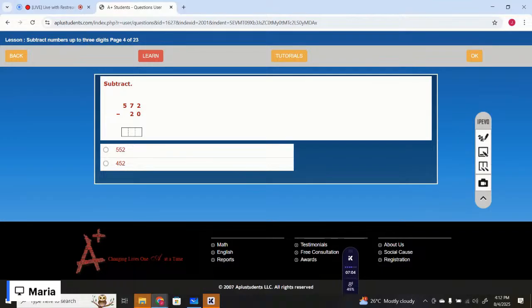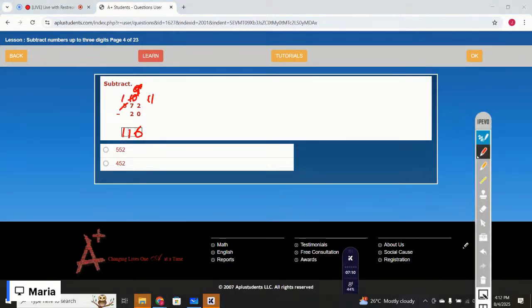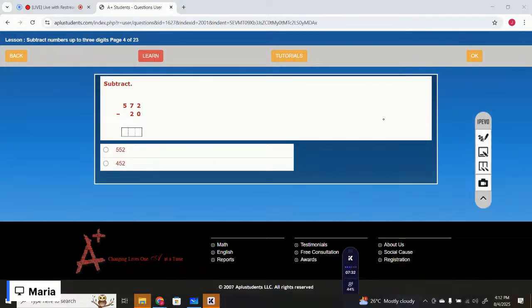572 minus 20. 2 take away 0 is 2. 7 take away 2 is 5 and 5. That is 552. Option number 1 is the correct option.